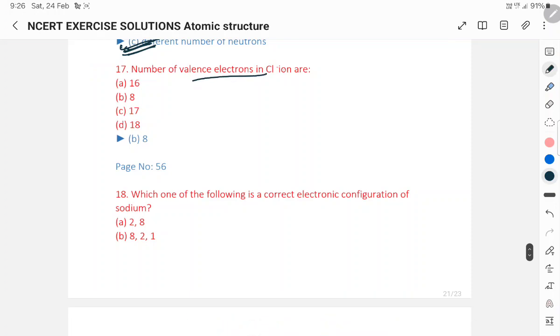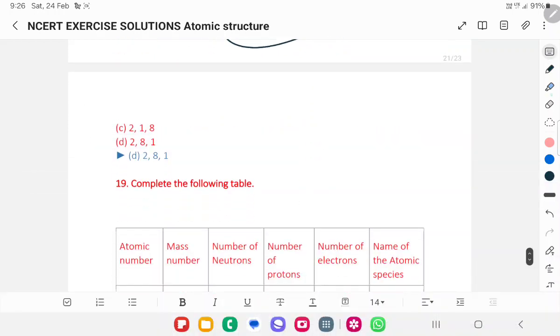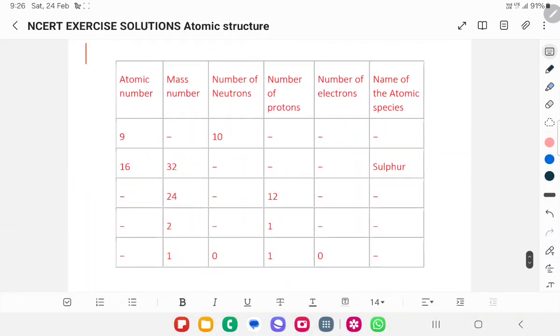Number of valence electrons in Cl negative ion, that is 8. Which of the following is correct electronic configuration of sodium? That is 2, 8, 1 should be the correct option. So this is option D. So this is a table for you, right?